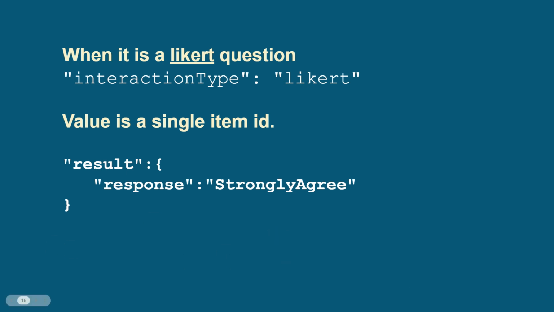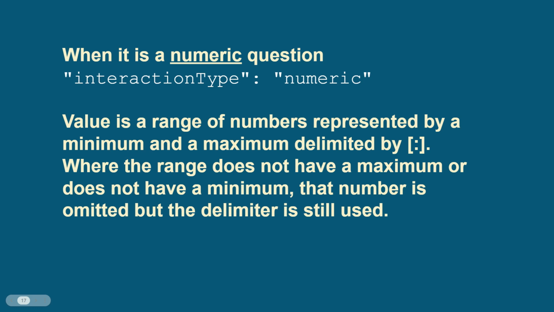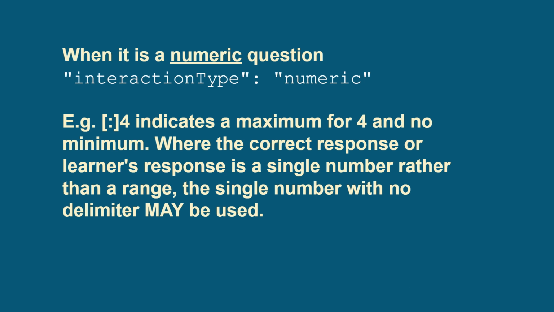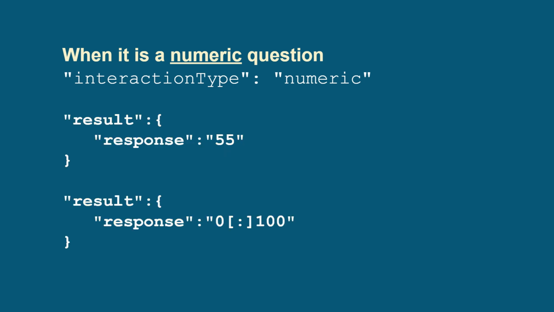And next one is numeric. So this is what it sounds like. It's a number answer, but it can also indicate a range. So it can be a minimum and a maximum, or just a minimum and no maximum, or just a maximum and no minimum, or just a specific number. So the way we do that is, let me go to the examples. Here we go.